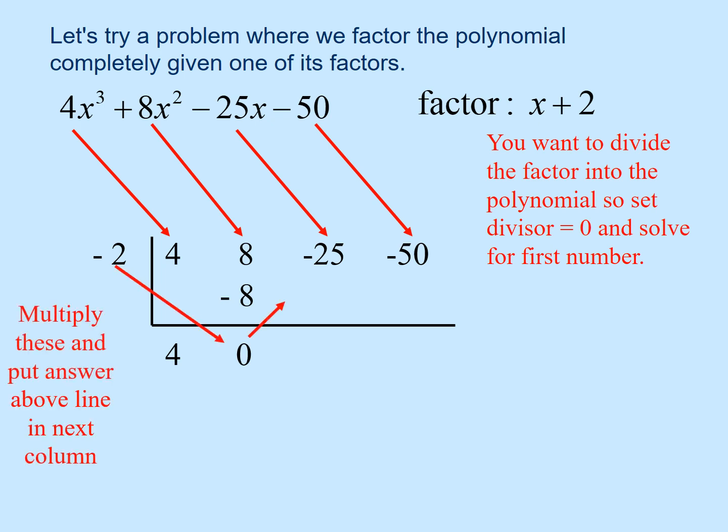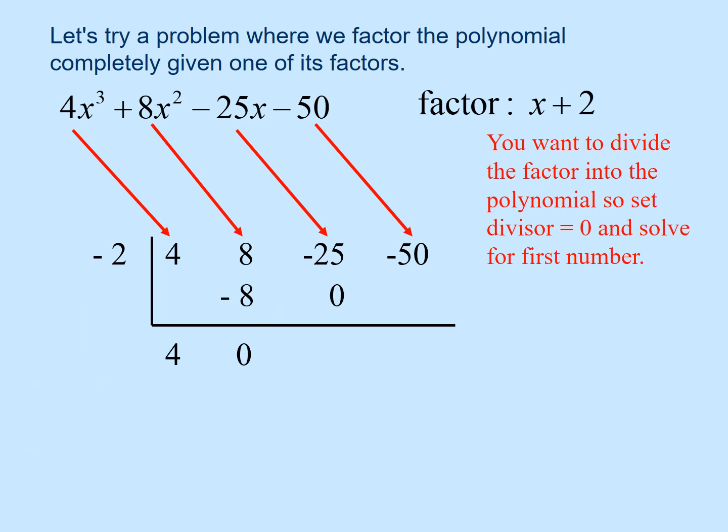So 0 times negative 2, that's 0, of course. Negative 25 plus 0, that's negative 25. And then negative 25 times negative 2, that's positive 50. Negative 50 plus 50, that is 0. So that means our last number here is 0. Not positive number, not negative number. So that means for this problem, we don't have a remainder. Okay, we don't have a remainder.